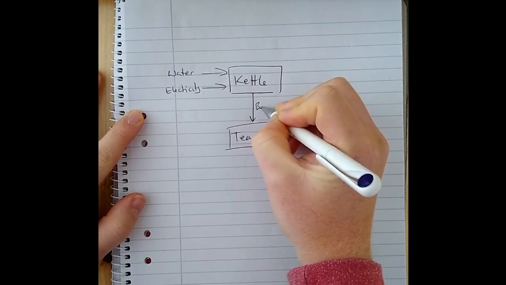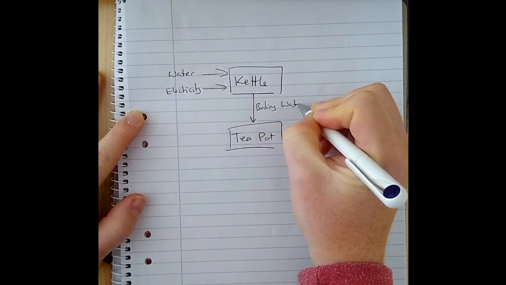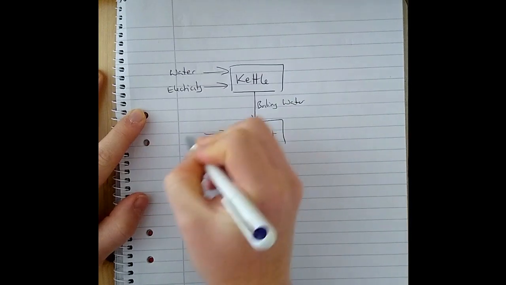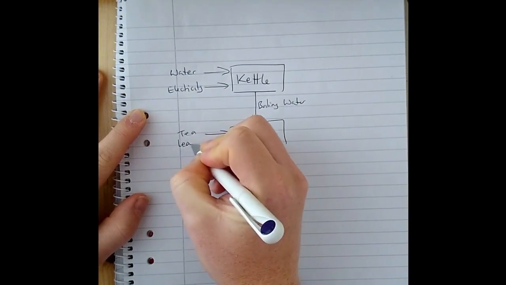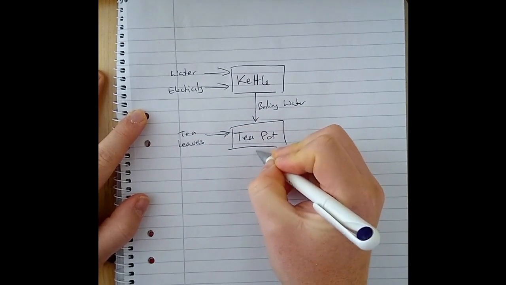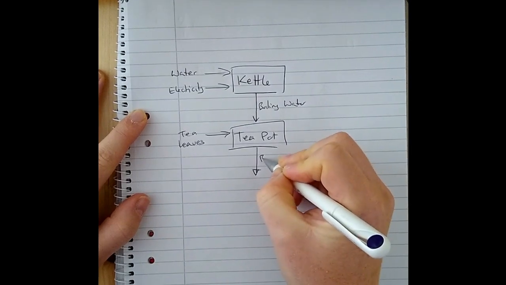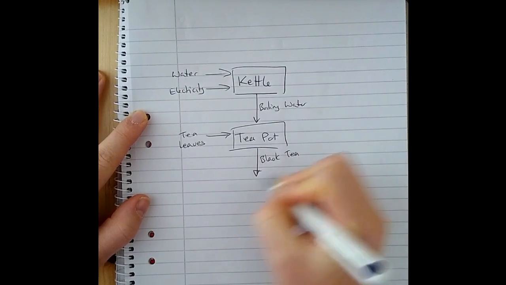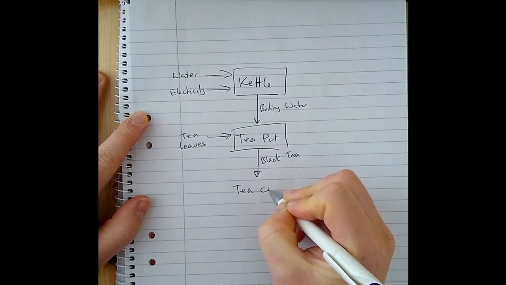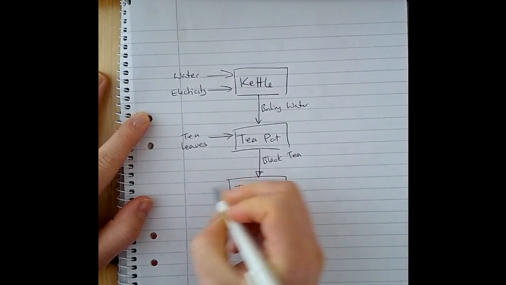We add our boiling water from our kettle to our teapot, along with some tea leaves, to create our output of black tea. This goes into a teacup, where we can add our milk.